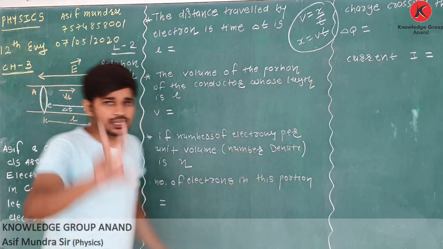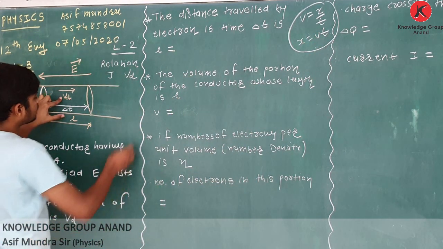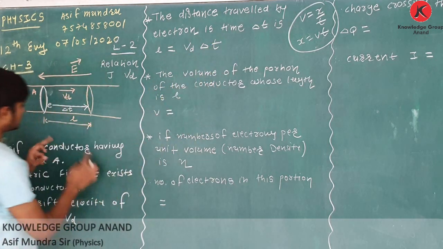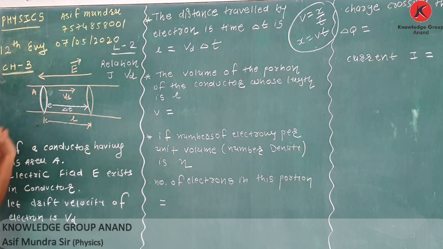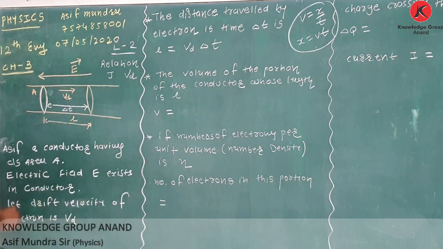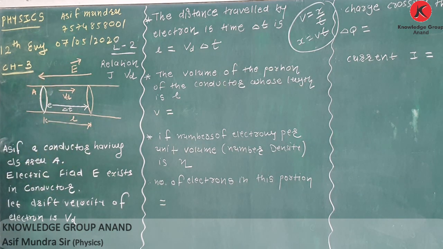With speed v in time t, distance traveled x is equal to vt. Here in time delta t with speed Vd, what is distance traveled? L is equal to Vd delta t. So this distance L is equal to Vd delta t. Clear about this?